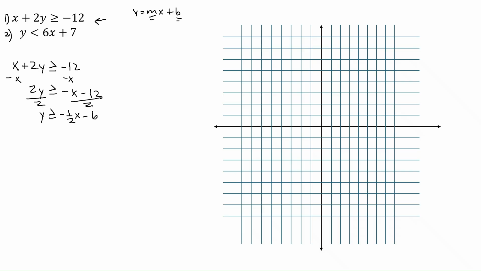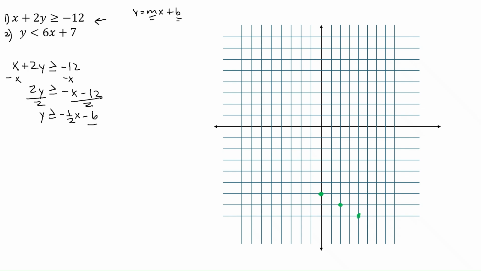Now, let's go ahead and graph the first equation. The y-intercept is negative 6, so we'll go down to, and I'm going to use two different colors here. So I use green for this one. So negative 6, 1, 2, 3, 4, 5, negative 6. And then the slope tells us how to go up and over. So in this case, down 1 and then over 2. So down 1 and over 2.